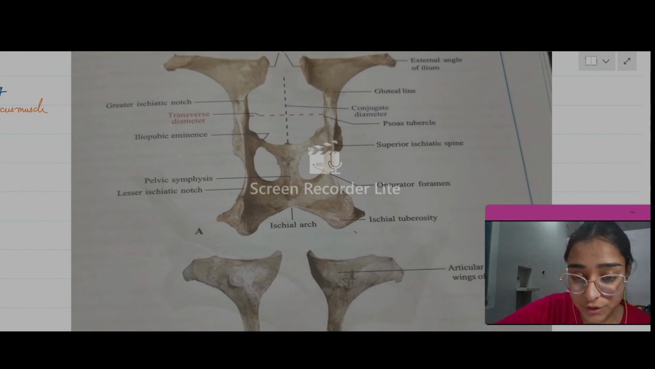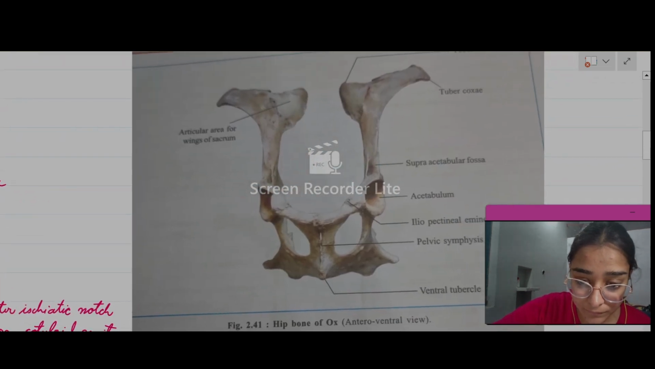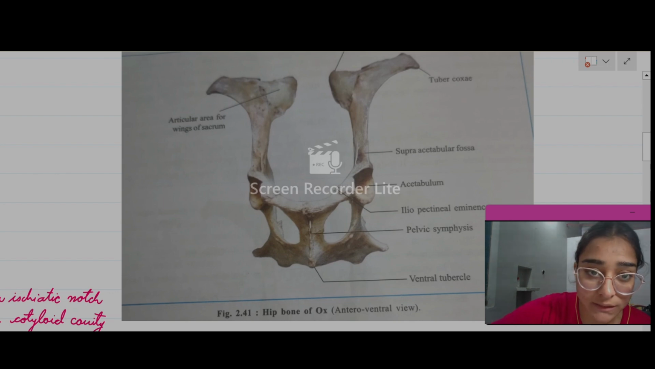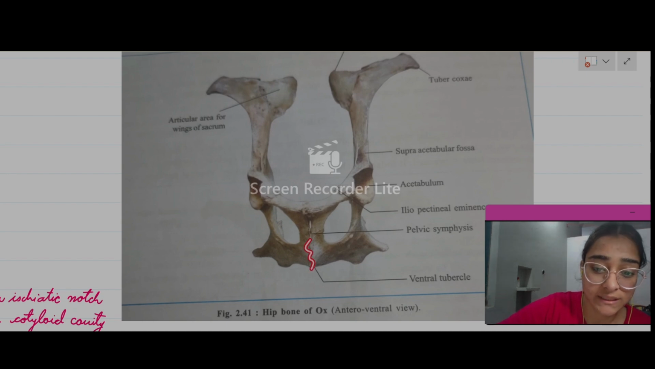So posterior external angle is made up of ischial tuberosity, and this is the ischial arch which joins with the same half of the other bone. So at the ventral part, ventral tubercle is present, and when both the two bones join, it forms ischial symphysis. So this is the ischial symphysis. So this was all about this topic.